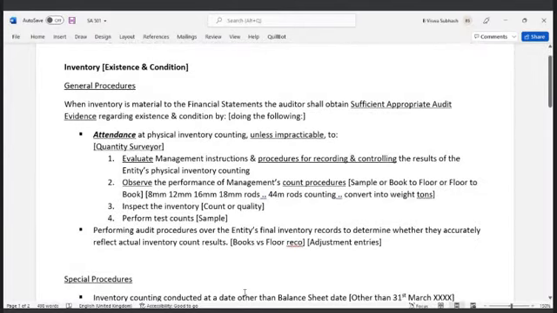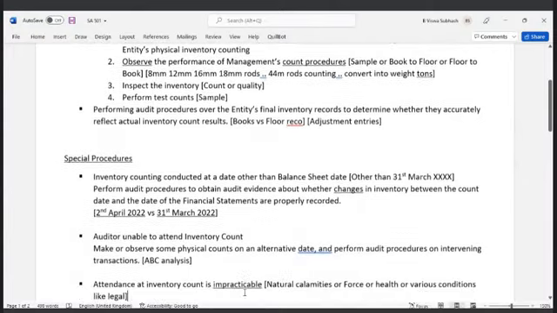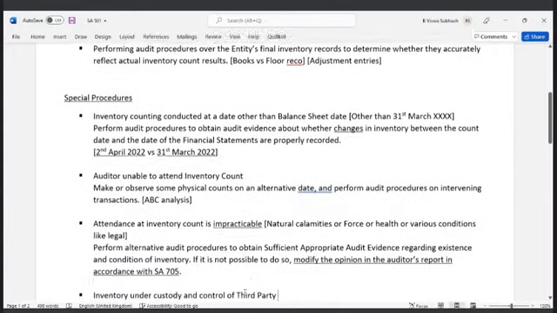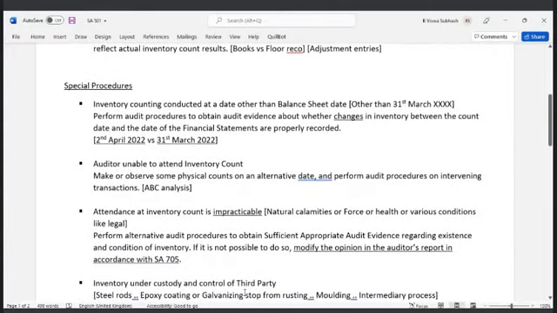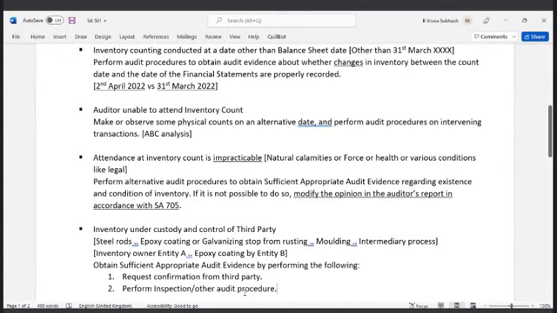These are the general procedures that are suggested with respect to inventory, and these are the special procedures that are suggested with respect to inventory. A very small thing like inventory has so much special consideration that a new standard had to be created just to make people aware that these are the things that can happen, so you be careful about it.